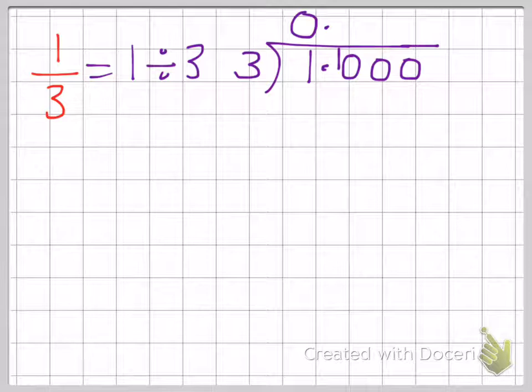How many 3s in 10? Well, it's 3, remainder 1. Again, how many 3s in 10? It's 3, remainder 1. Do you kind of get the pattern here?